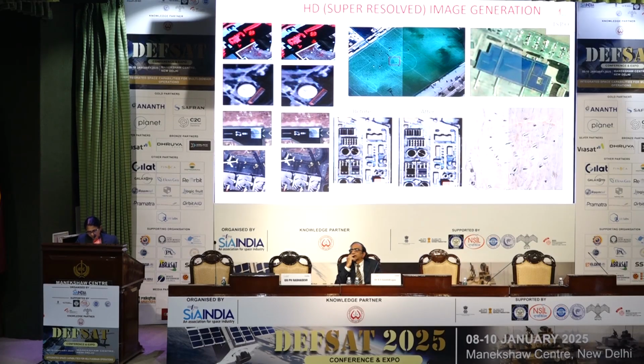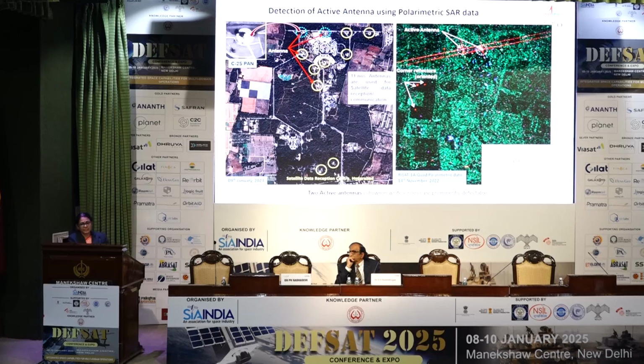Techniques are used here. Yeah, this example shows an active antenna using polarimetric SAR data. This is the NRSA area. You can see in the optical data nine locations are showing. But in the polarimetric SAR data, whichever is active, that we can identify very clearly. That is the strength of the SAR data. And the same technologies can be used for active radar location identification also.